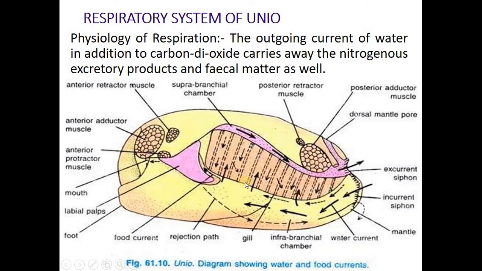Now what is happening? So here there is a process of respiration taking place, as well as microscopic particles. Food also moves in this direction. Now this is a food current. So this food also is taken up, the microscopic plants, by the Unio. So the entry of water serves main functions. One main function is respiration, the second is feeding, and the third is that it also eliminates the excretory products. And of course no need to say the gametes are also released through the water.